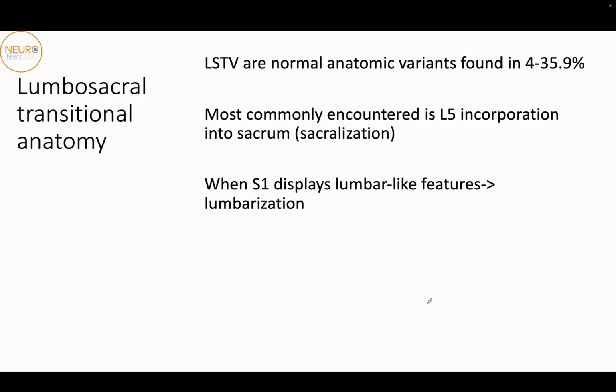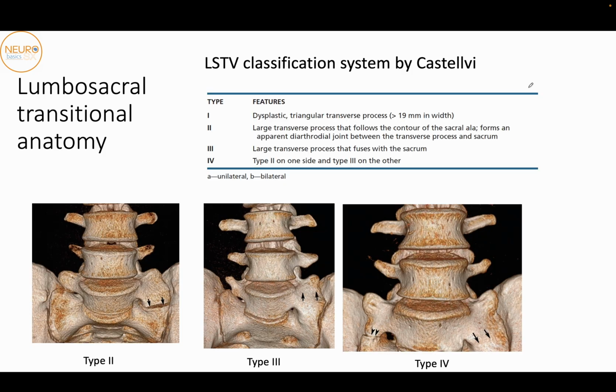A very common anomaly we might find sometimes is known as the lumbosacral transitional anomaly. What happens here is that sometimes the L5 vertebra can become incorporated into the sacrum, which is known as sacralization, and sometimes S1 can start displaying more lumbar-like features. It can become more like a lumbar vertebra. The main problem is that when it comes to labeling these vertebrae, we can get slightly confused. These variants are found in populations ranging from 4 to 35%, and they can be slightly confusing.